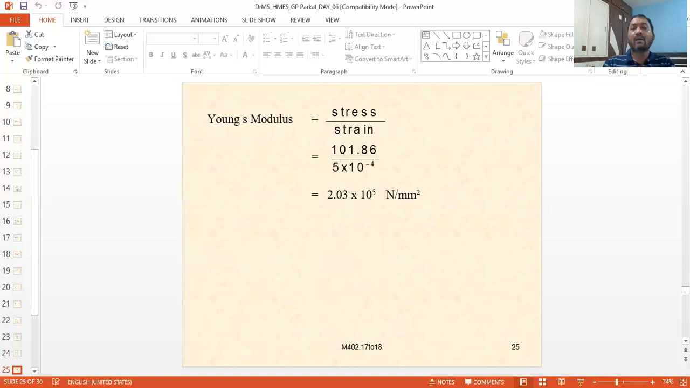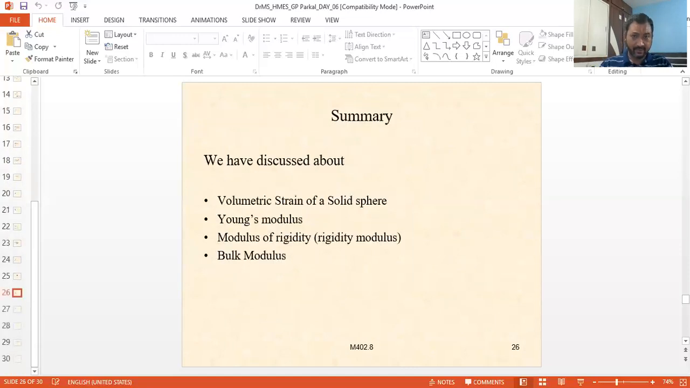Now we can find out the Young's modulus. The Young's modulus is nothing but the stress by strain. So the stress value is 101.86 and the strain is 5 into 10 minus 4. So it gives 2.03 into 10 power 5 newtons per square millimeter. So like this we have to find out.